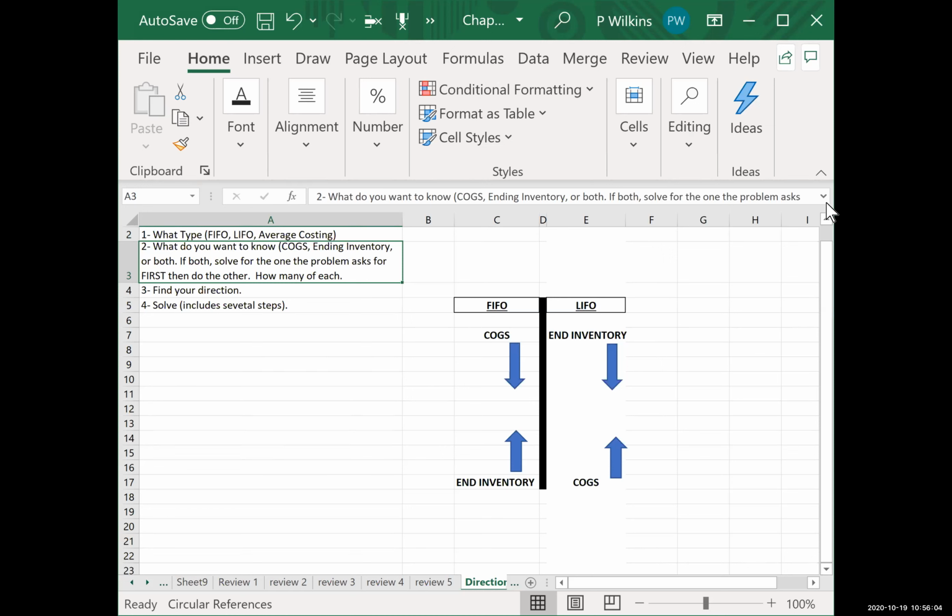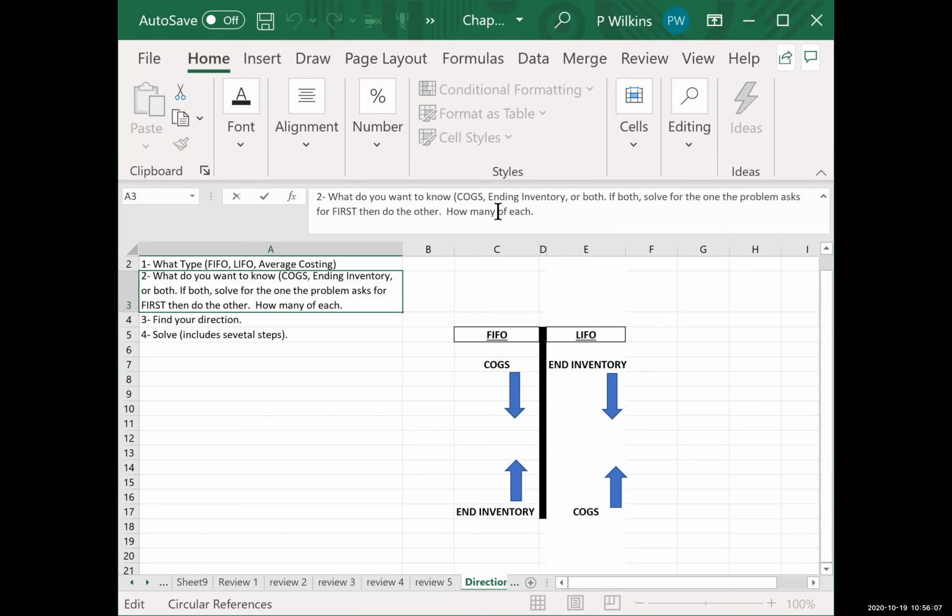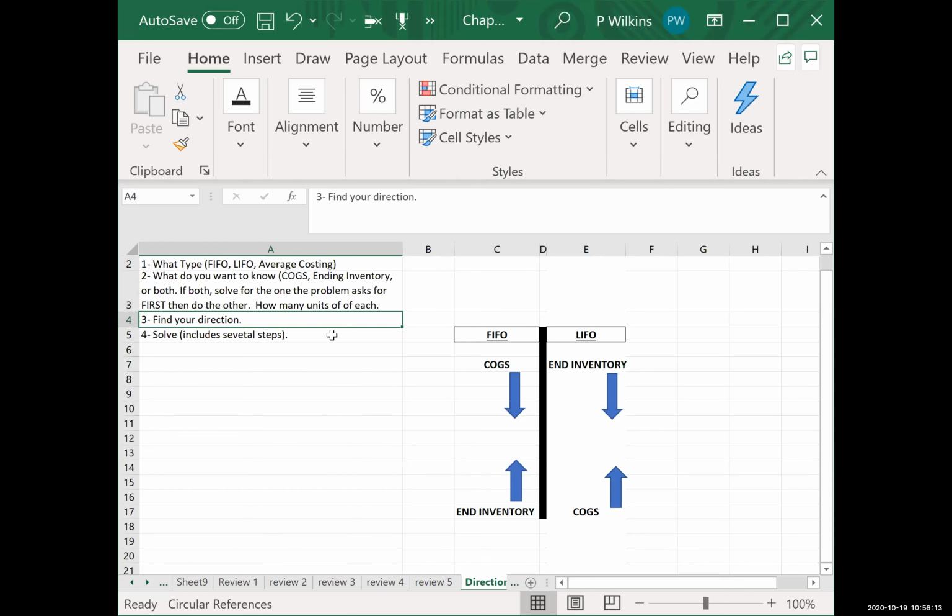Third, find your direction, and fourth, solve the problem. So remember, we have our little map here. If it's FIFO and you want to know ending inventory, you count from the bottom up until you get to your ending inventory number of units. If it's cost of goods sold, you count from the top down until you get to the number of units sold. For LIFO, if it's ending inventory, you count from the top down until you get to the number of units in ending inventory. If it's cost of goods sold, you count from the bottom up until you get to the number of units sold.